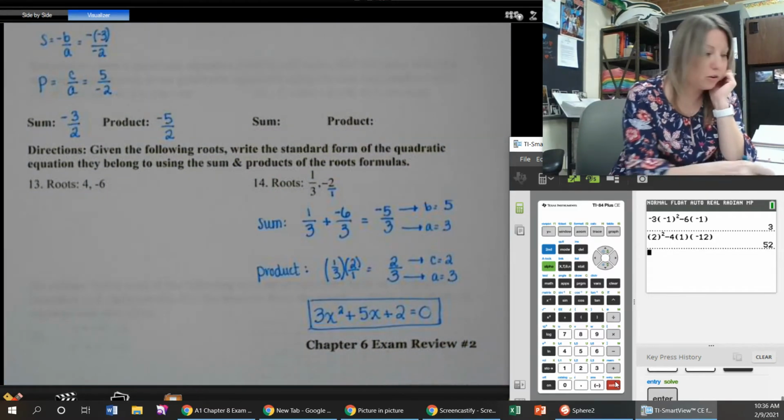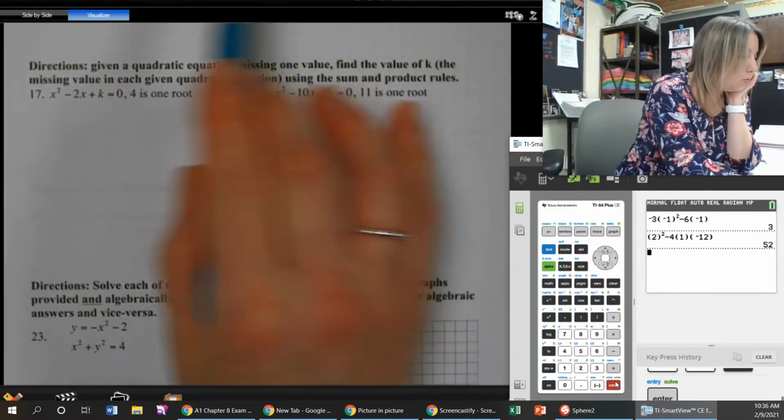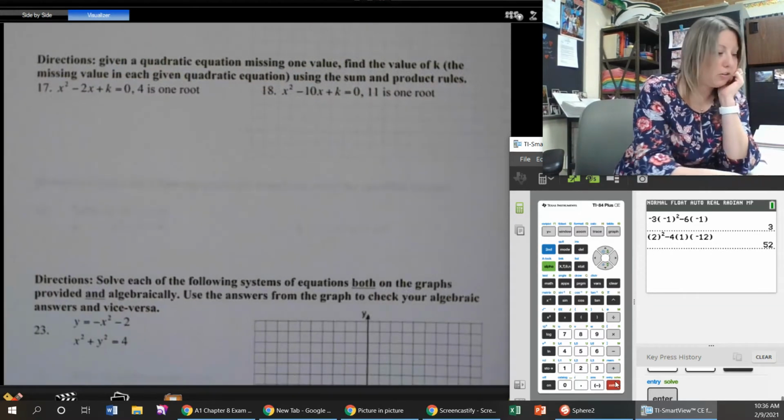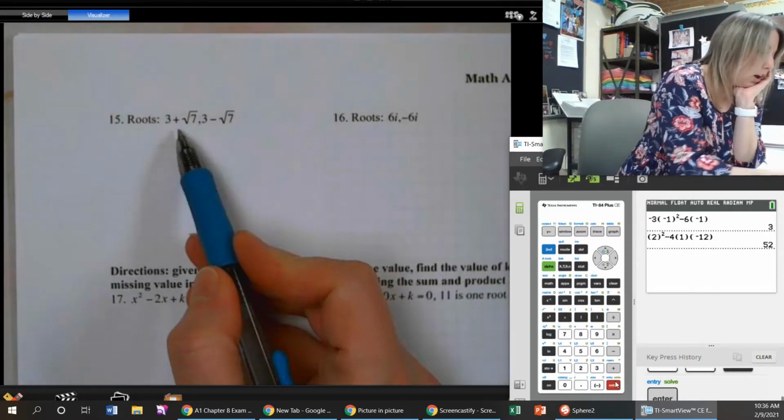Let me do another one of those. I just did the fractional one. I'm saving you the integer one. I think the radical is actually more challenging in this case. Sum.